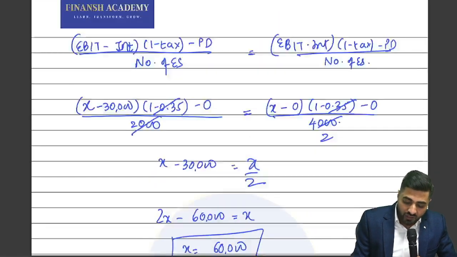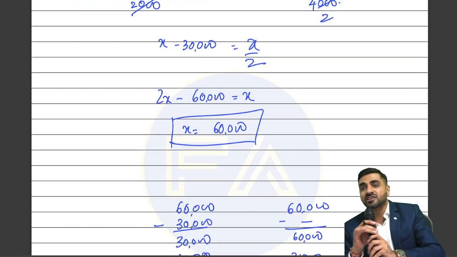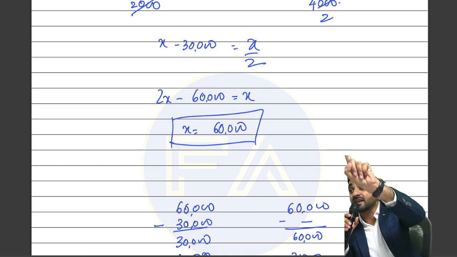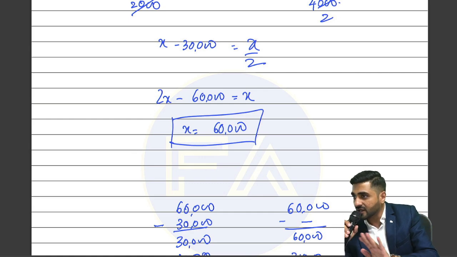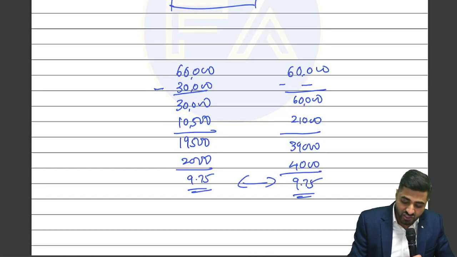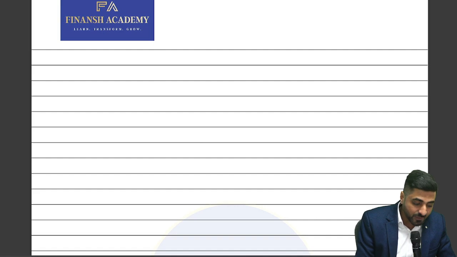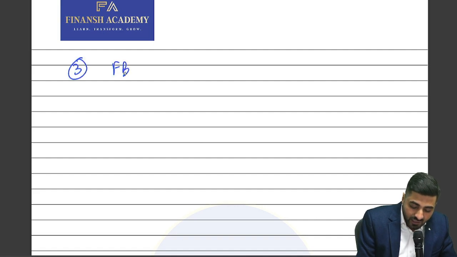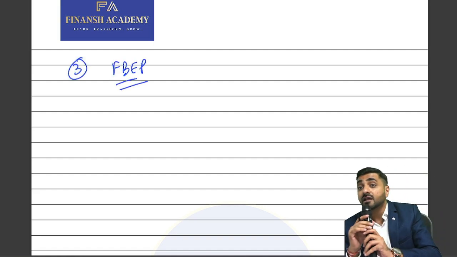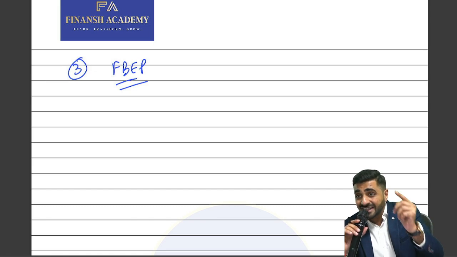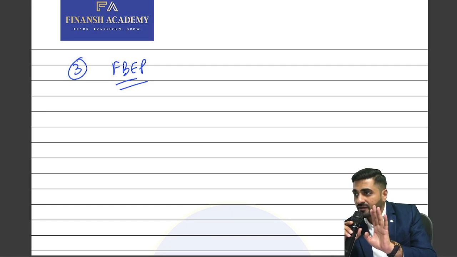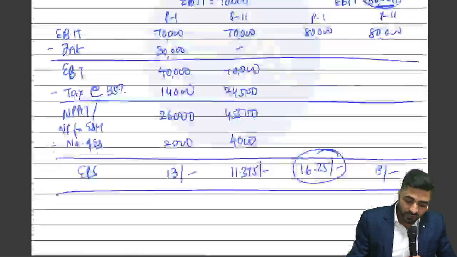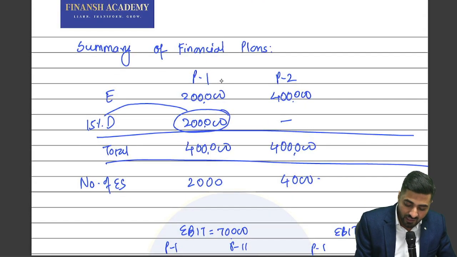So are you okay with the first two parts? First one was selection of a financial plan, and the second one which we did was what? Calculation of indifference point. Okay, here the third part is financial break-even point. What is financial break-even point, boss? It is that level of EBIT at which what should be? Zero EPS.